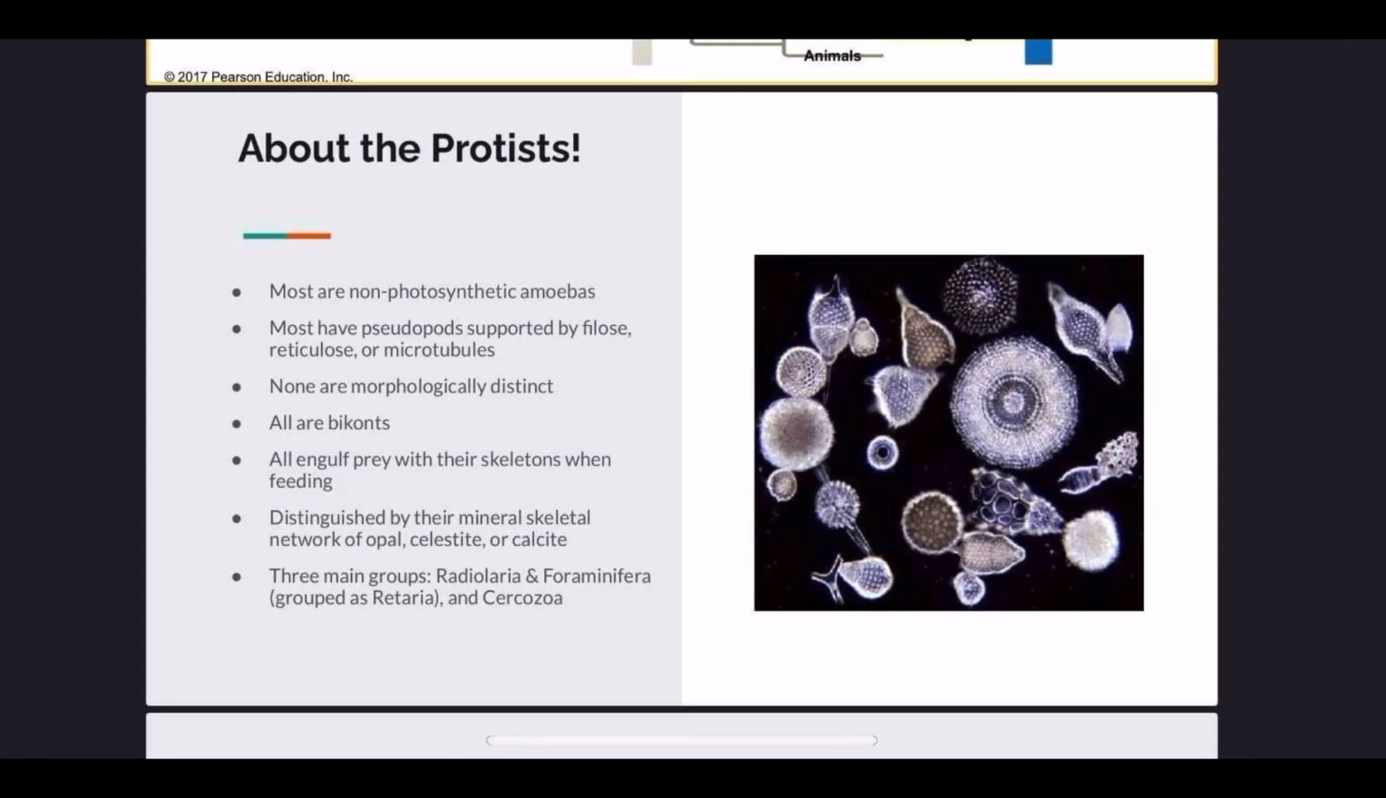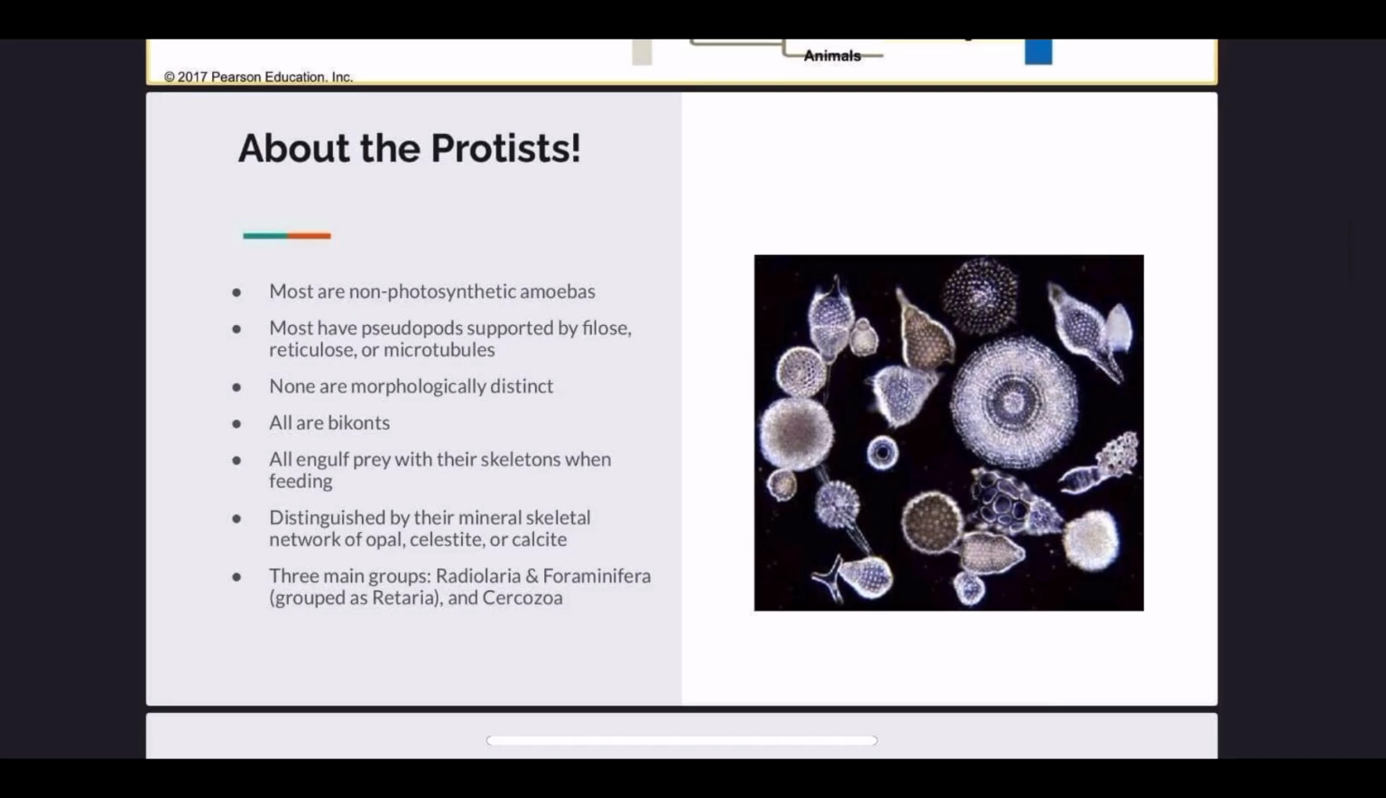A little thing about the Rhizarians is that most of them are non-photosynthetic amoebas, and not only that, but most of them also have pseudopods that are supported by phylos, reticulos, or microtubules. However, none of them are morphologically distinct. That means it can be pretty hard to tell them apart from one another, at least visually.